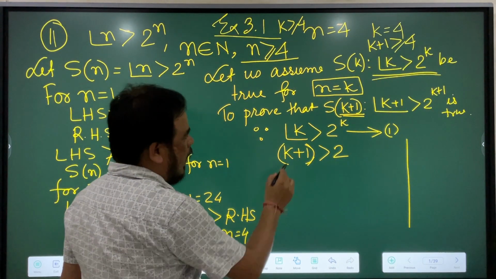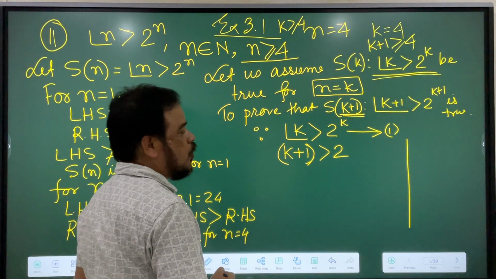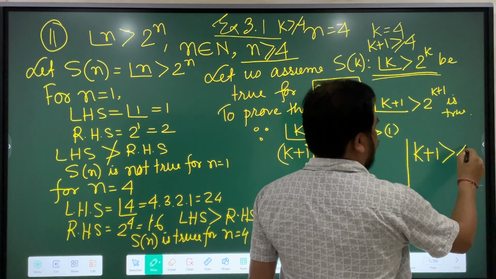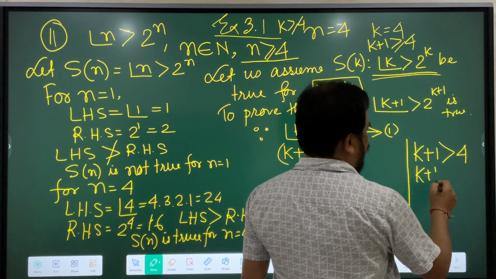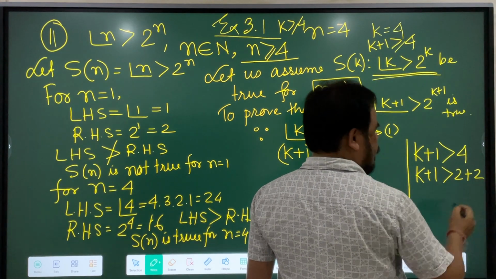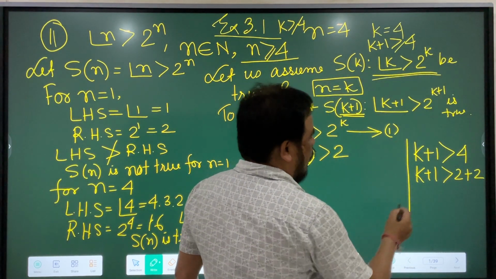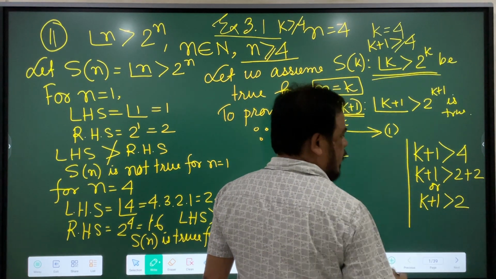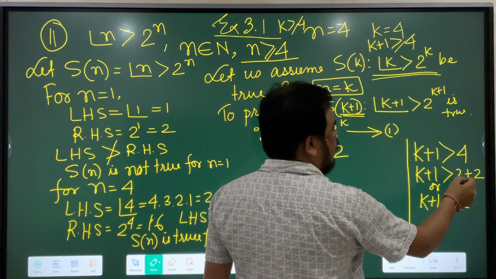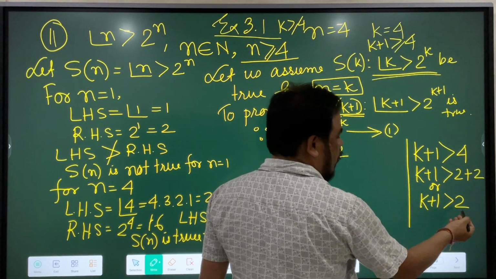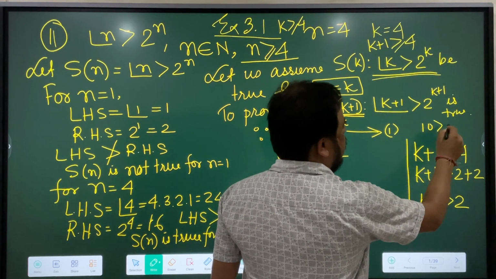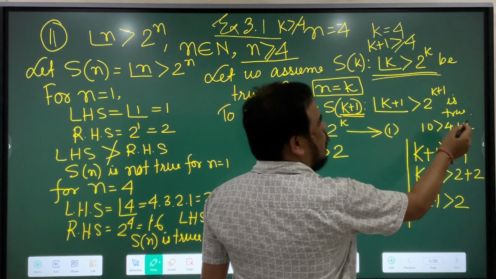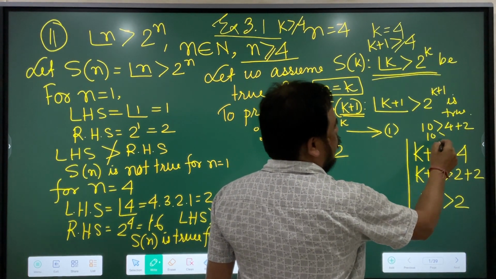Now, I have written here k plus 1 is greater than 2. Look here, k plus 1 is greater than 4, so k plus 1 is greater than 2 plus 2. If k plus 1 is greater than 2 plus 2, then k plus 1 will be greater than 2 also. Like 10 is greater than 4 plus 2, and 4 plus 2 is 6, so we can also write 10 is greater than 4.